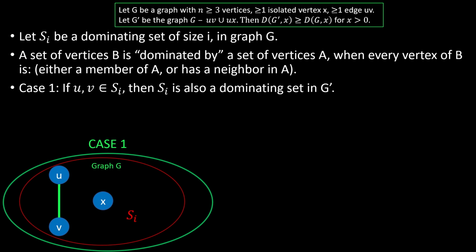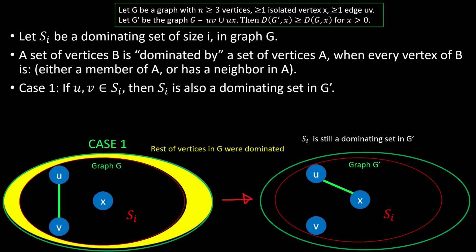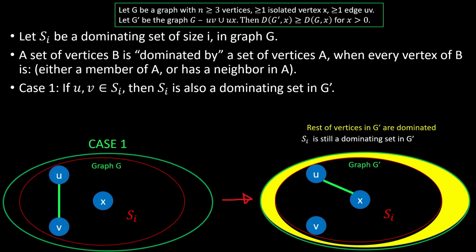Case 1 is if both endpoints of our selected edge uv were in S_i, then S_i is still a dominating set in G prime. This is because S_i already included vertex x, and the only edge that was removed from this graph was between 2 vertices that were already members of the dominating set. So by our assumption that S_i dominated the rest of the vertices in G, it must dominate the rest of the vertices in G prime as well, meaning it's a dominating set in G prime.